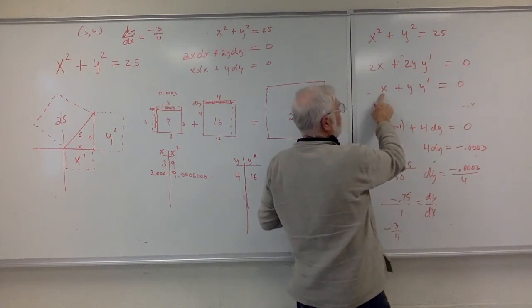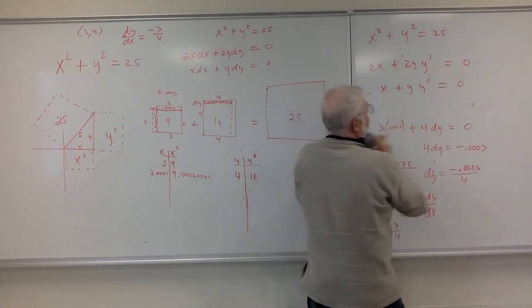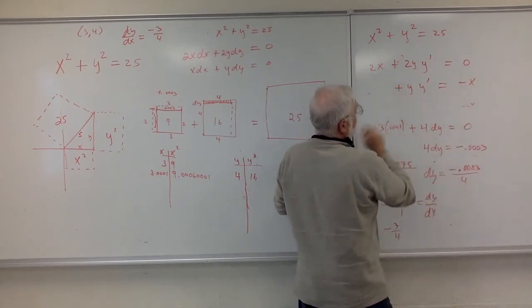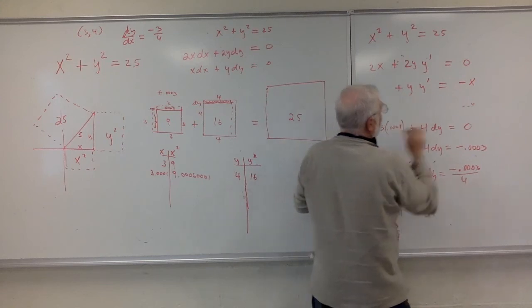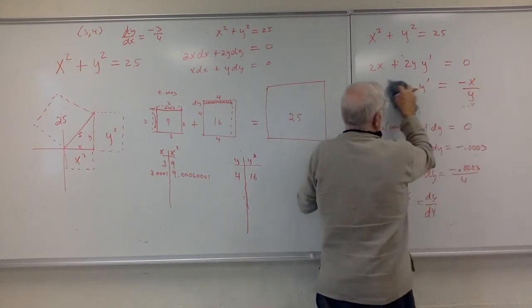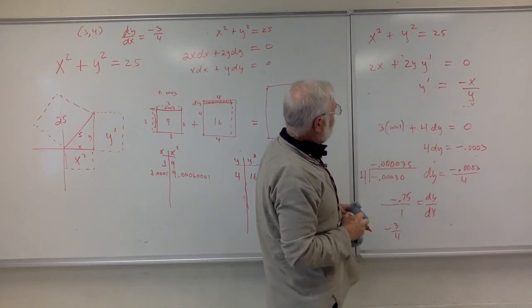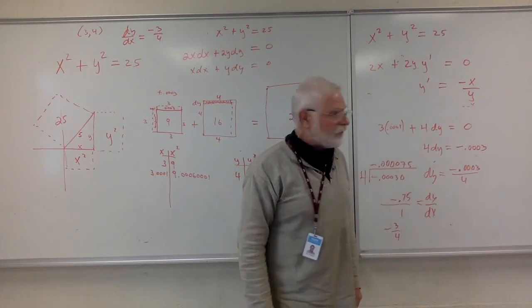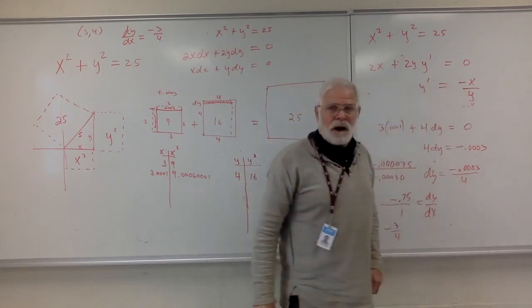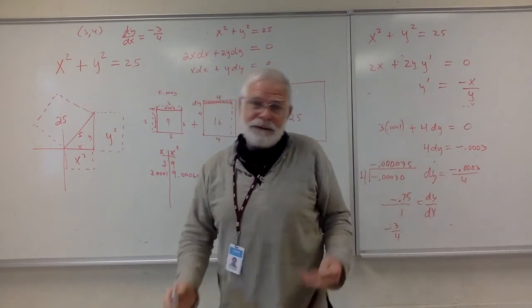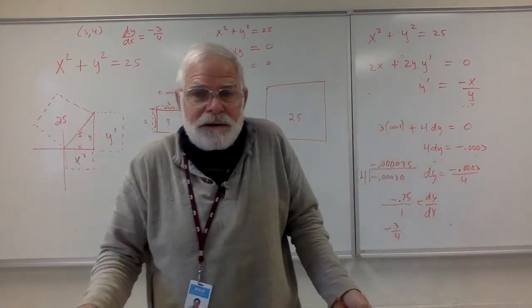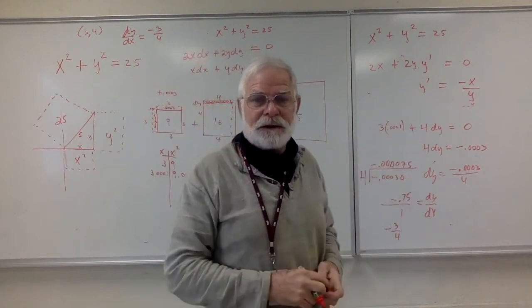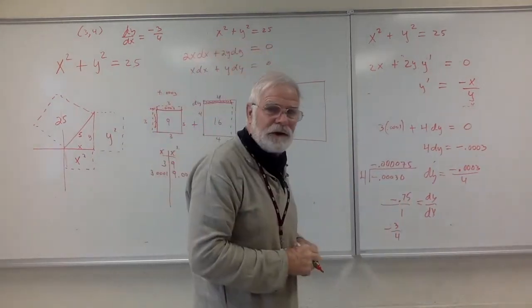I can take positive x on this side, move it to this side, and it becomes minus x. And multiplication by y can become division by y. So y prime, my change in y over my change in x, is minus x over y. Why is the minus there? One goes up, the other's got to go down. So there's this increasing, decreasing situation. That explains the minus.